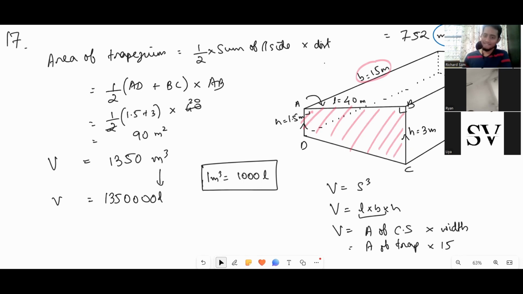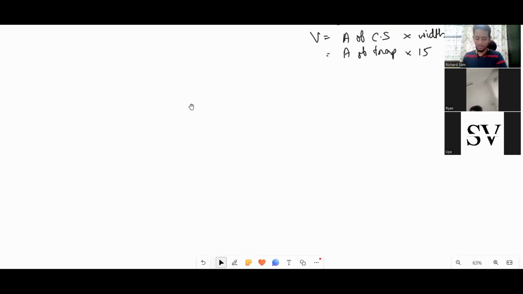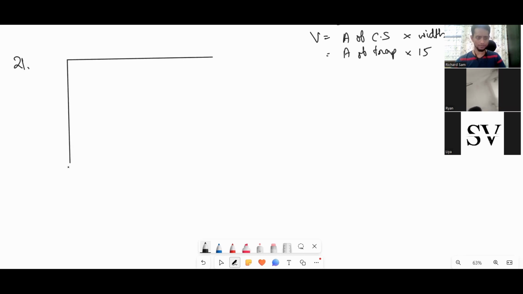Okay, thank you. Now, a very similar question to this is question number 21. All of you, look at the shape. Did you see the shape? What shape was that? Okay, it's something like this.